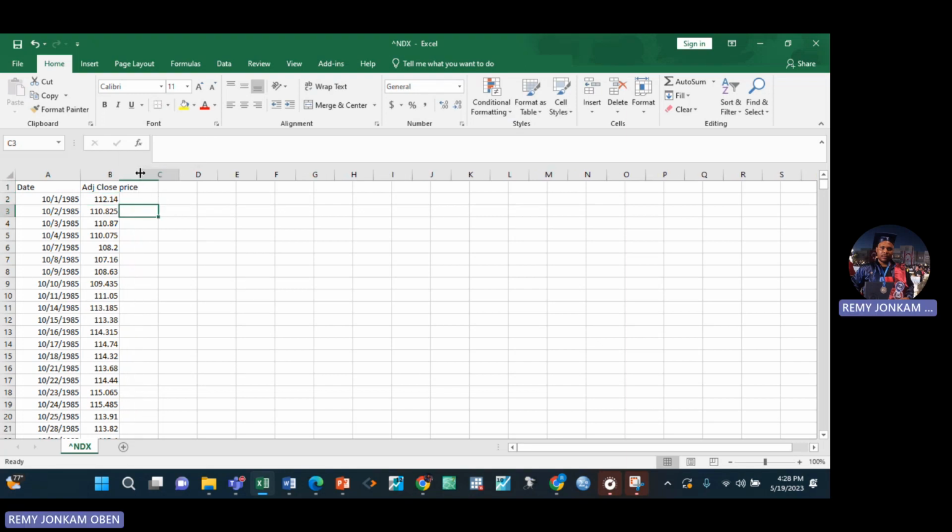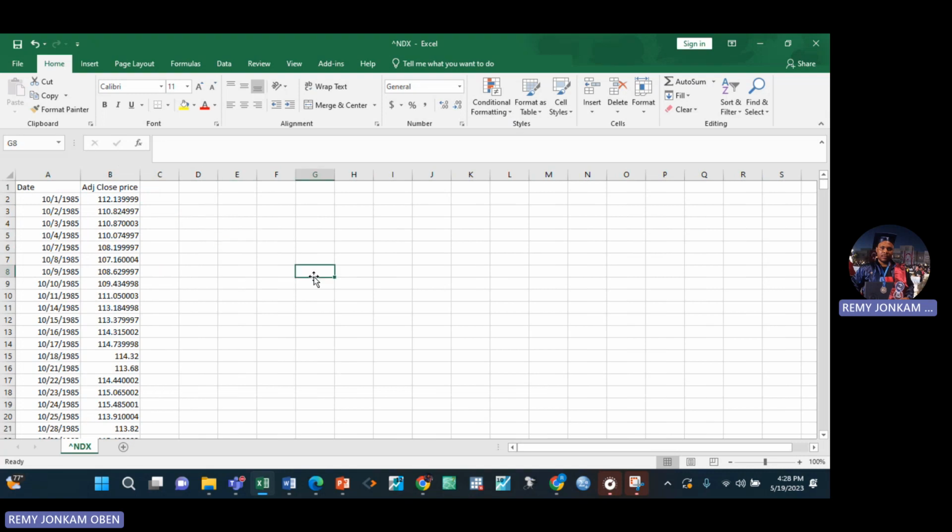So these are the prices for the market indices. Now, we are not going to use these prices in our analysis. We need to calculate returns. We need to generate returns from these prices. And how can we generate the returns?